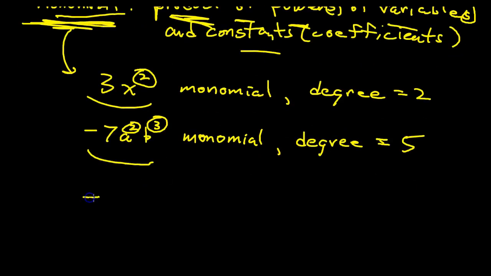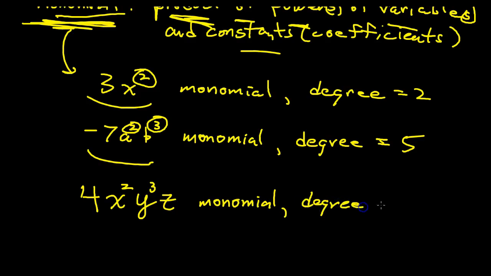How about, let's see, 4x squared y cubed z. Again, this is a product of powers of variables and constants, so I call it a monomial. Of course, a monomial can have more than one variable, right? This is a monomial of what degree? Well, again, when a monomial has more than one variable, we add up all the exponents to get the degree of that monomial. Notice, z has an invisible 1 as exponent.